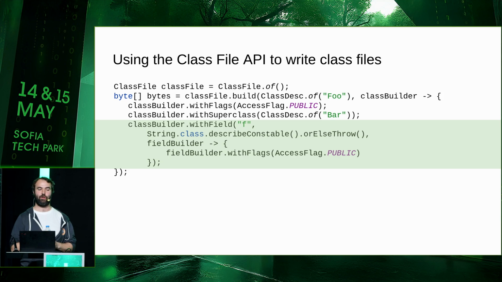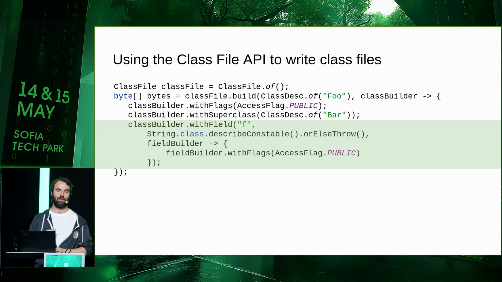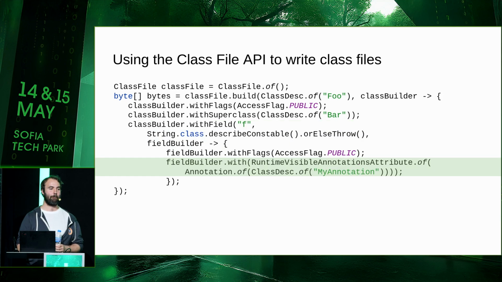It's a bit annoying. You still have to return an Optional because there's a concept of hidden classes, which is used in combination with lambda expressions and so forth, which I won't go into either. So in theory, not every class has a Constable description that you can reference, a name. So there's a lot of orElseThrow in this code. But then we say, all right, we define a field f, and then we make it public. Now you already have created a class file, Foo extends Bar with a field f of type String. Right? As easy as that.